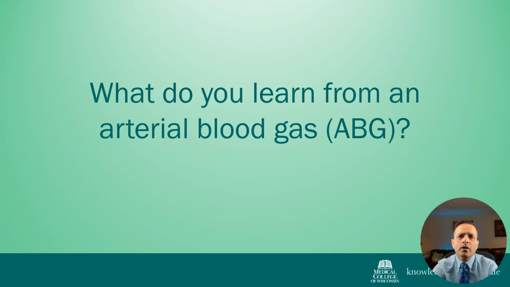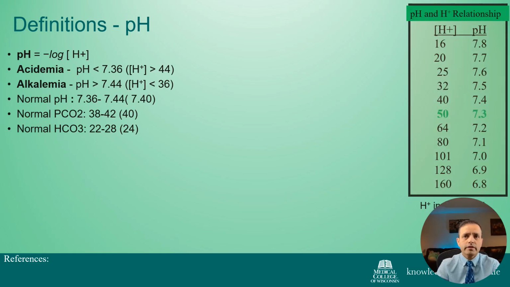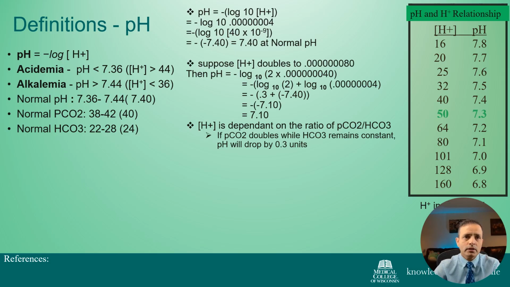What do you actually learn from ABG? So let's discuss some definitions. pH is defined as the negative logarithm of hydrogen ion concentration. Normal hydrogen ion concentration is around 40, and that results in a pH of 7.40. Acidemia is pH less than 7.36, alkalemia is pH more than 7.44, and normal pH is from 7.36 to 7.44. Normal PCO2 is 40, normal bicarbonate 24.